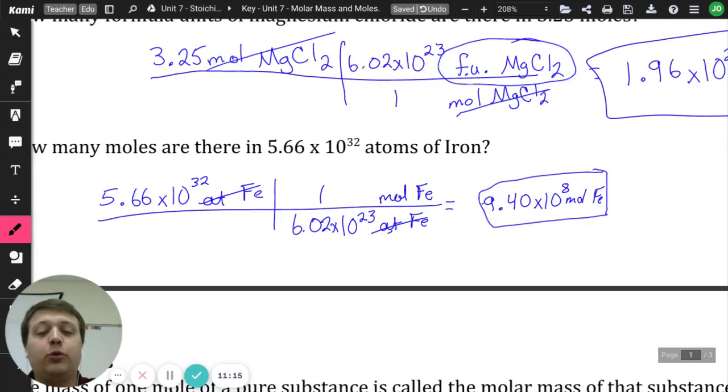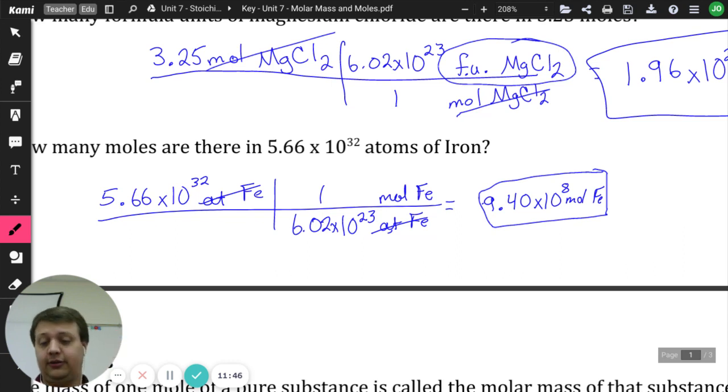So I had 5.66 times 10 to the 32nd atoms of iron, and I wanted to know how many moles of iron that was. I drop down atoms of iron, and I'm trying to go into moles. How do I do that? I do that using Avogadro's number. So I know that for every 1 mole, I have 6.02 times 10 to the 23rd. So that's what I'm going to use for my conversion.